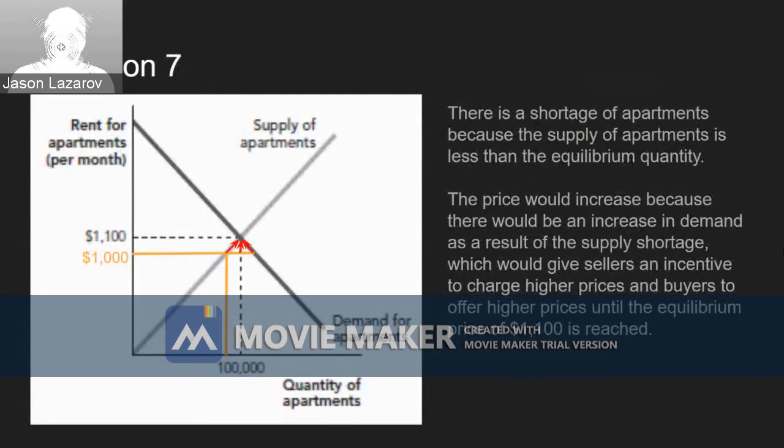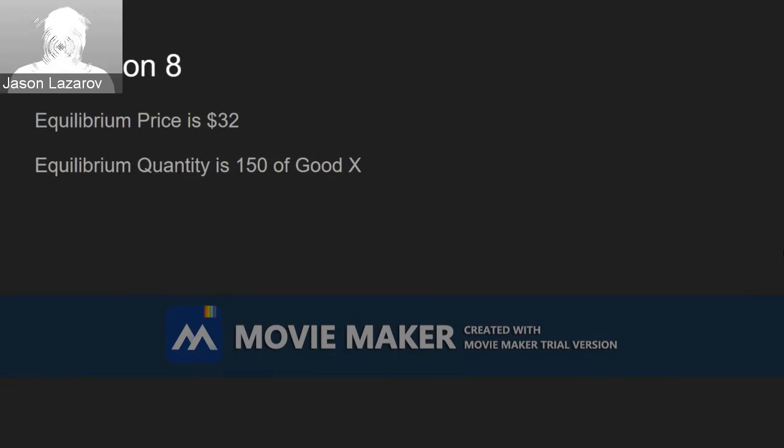For question 7, there is a shortage of apartments because the supply of apartments is less than the equilibrium quantity. The price would increase because there would be an increase in demand as a result of the supply shortage, which would give sellers an incentive to charge higher prices and buyers to offer higher prices until the equilibrium price of $1,100 is reached again.